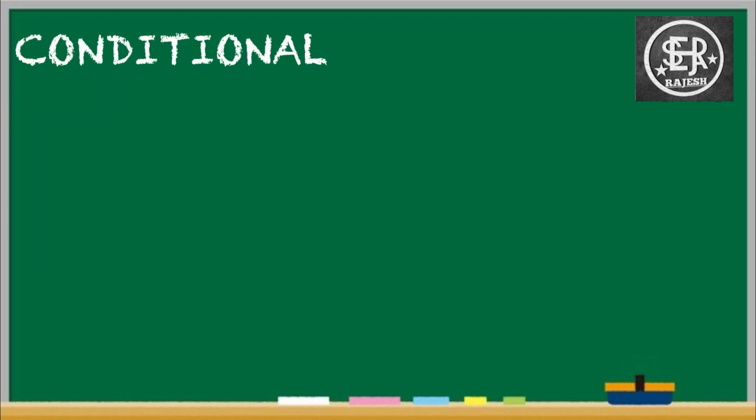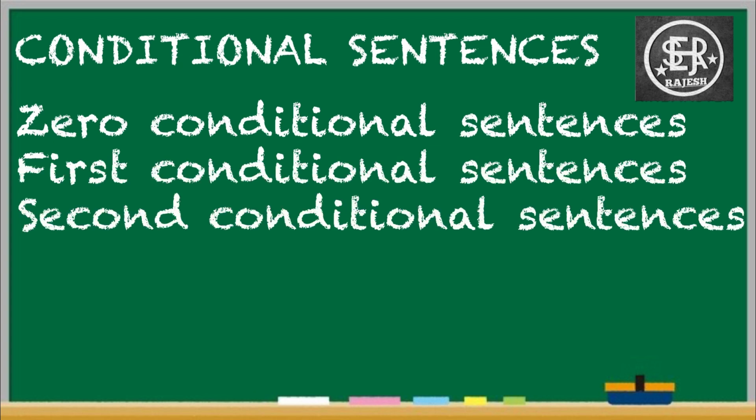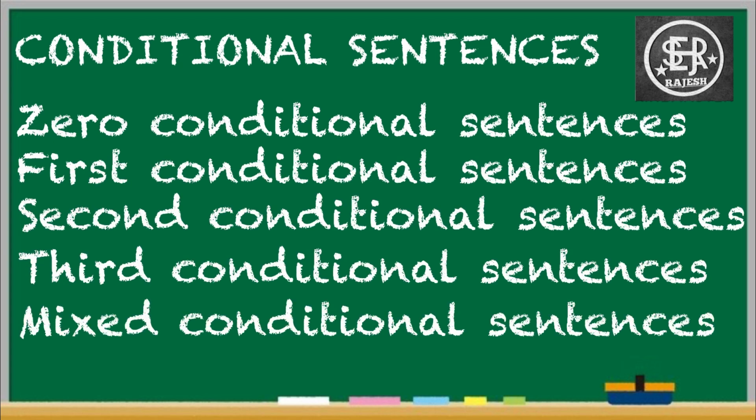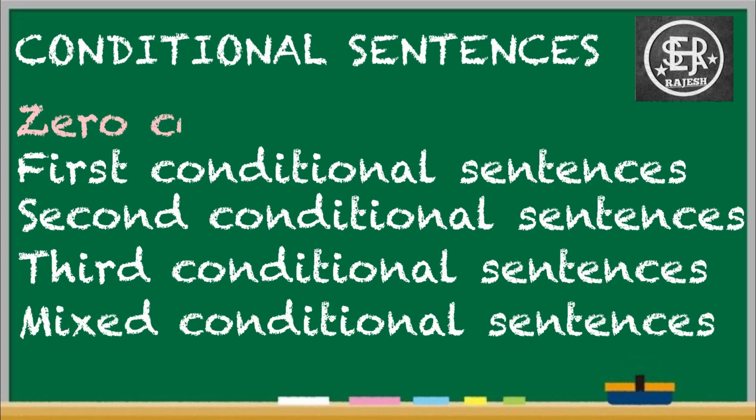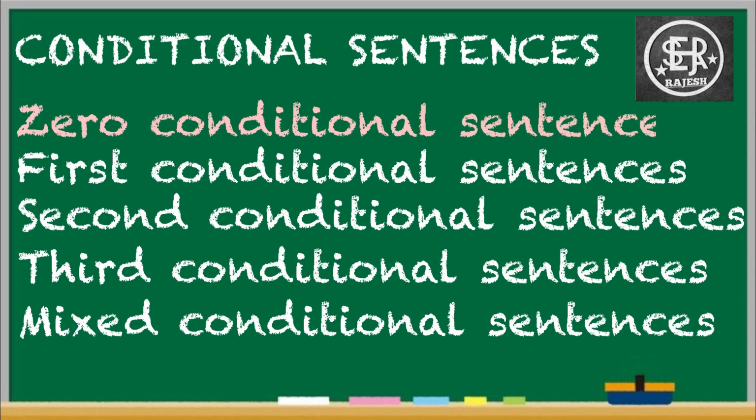Conditional sentences are what we are going to learn today. Zero, first, second, third, and mixed conditional sentences are there. We learned zero conditional sentences in the last class. In this class, we are going to learn first conditional sentences. At the end of this video, we will discuss the difference between zero conditional sentences and first conditional sentences. Okay, let us start the class.